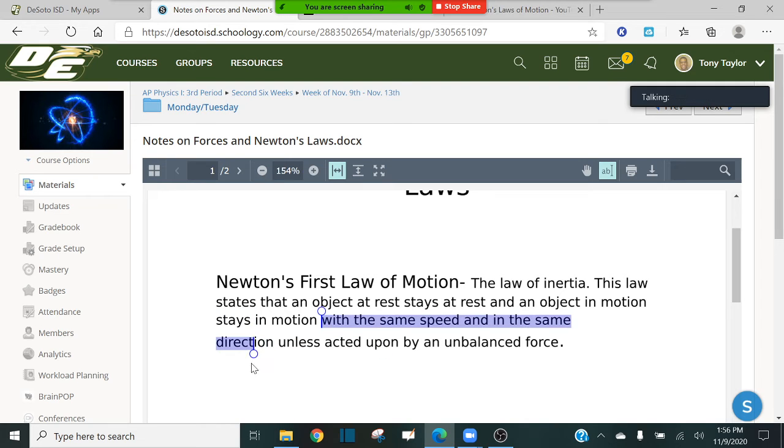Just like I can highlight: unless acted upon by an unbalanced force. That's very important, guys, that you know that if no unbalanced force acts on your moving object, then your object is going to be moving at a constant velocity, or in other words, a constant speed, that is maintaining motion in the same direction.